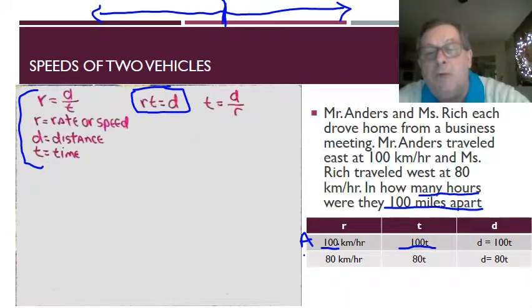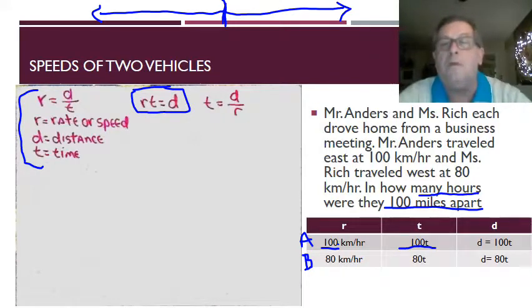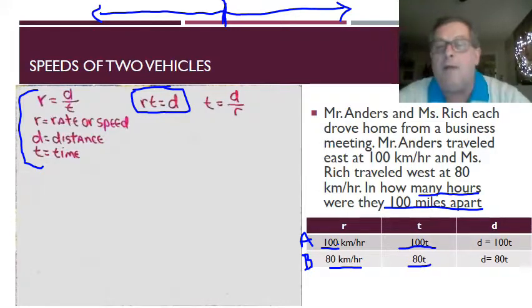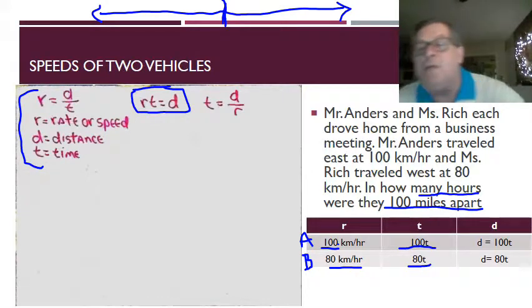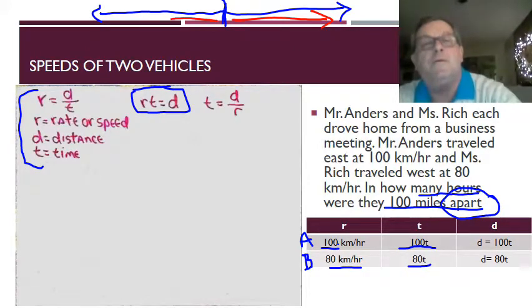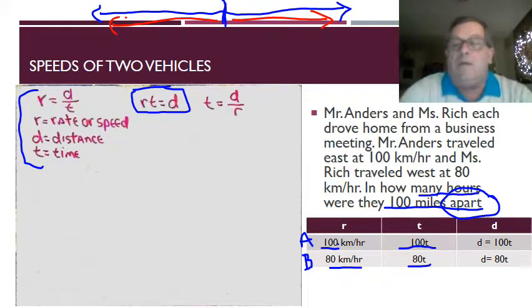Now here's Miss Rich. I'm going to label her B because I don't want to do R, because we're dealing with R in our actual formula. Now for Miss Rich, we have this table here. She's traveling at 80 kilometers per hour, and according to the distance formula, I would have 80 times t, so D equals 80t. Now one key thing is asking how far they're apart. They're moving in different directions. They're moving this way, apart. So there's my basic data, but let's go here and solve this problem.